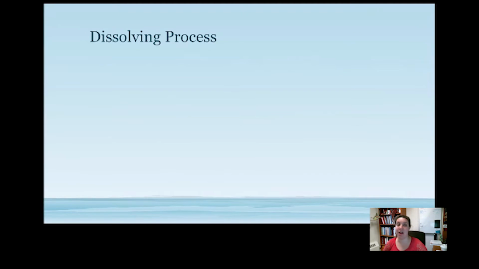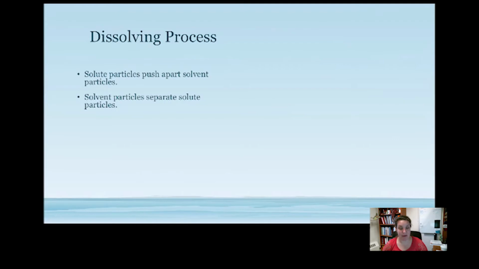Okay, let's look at the enthalpy, or the energy involved in dissolving. In the dissolving process, the first thing that's going to happen is we're going to drop a solute into a solvent. During that time, that's going to cause our solvent particles to get pushed apart. Then, after that occurs, our solvent is going to come in and start to separate our solute particles. After that, our solvent particles are going to surround our solute particles.